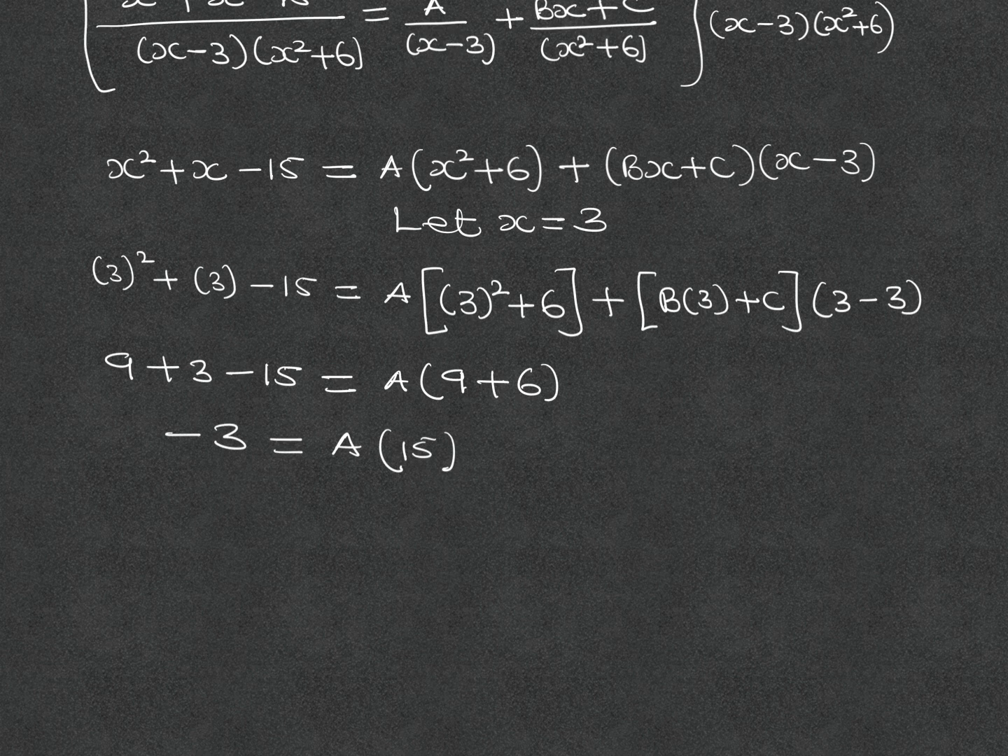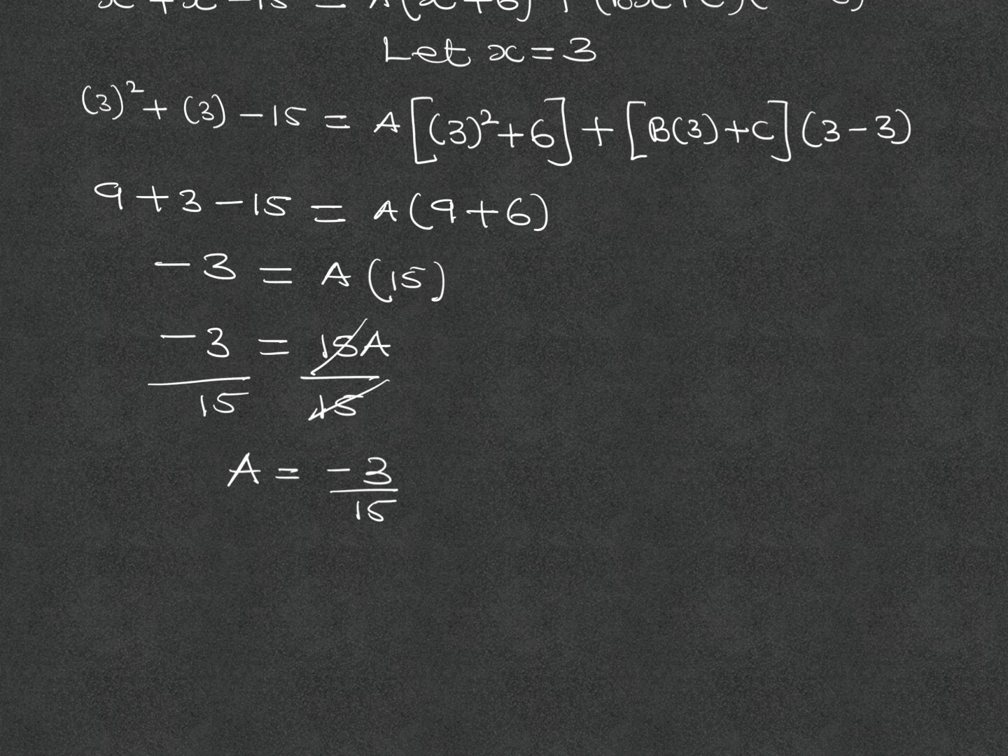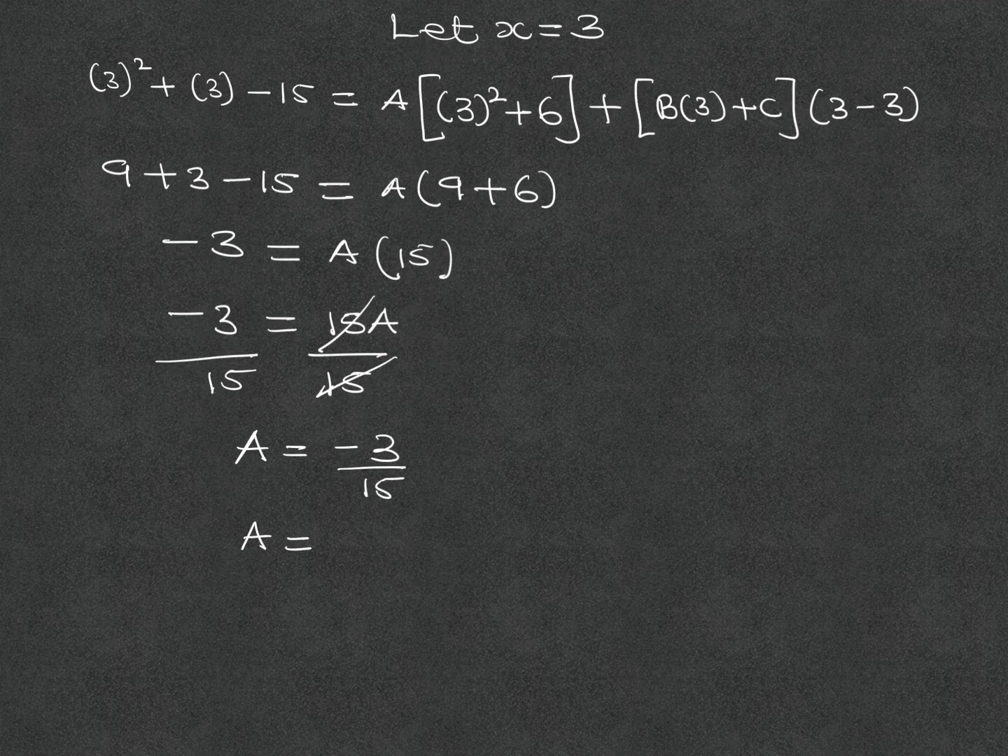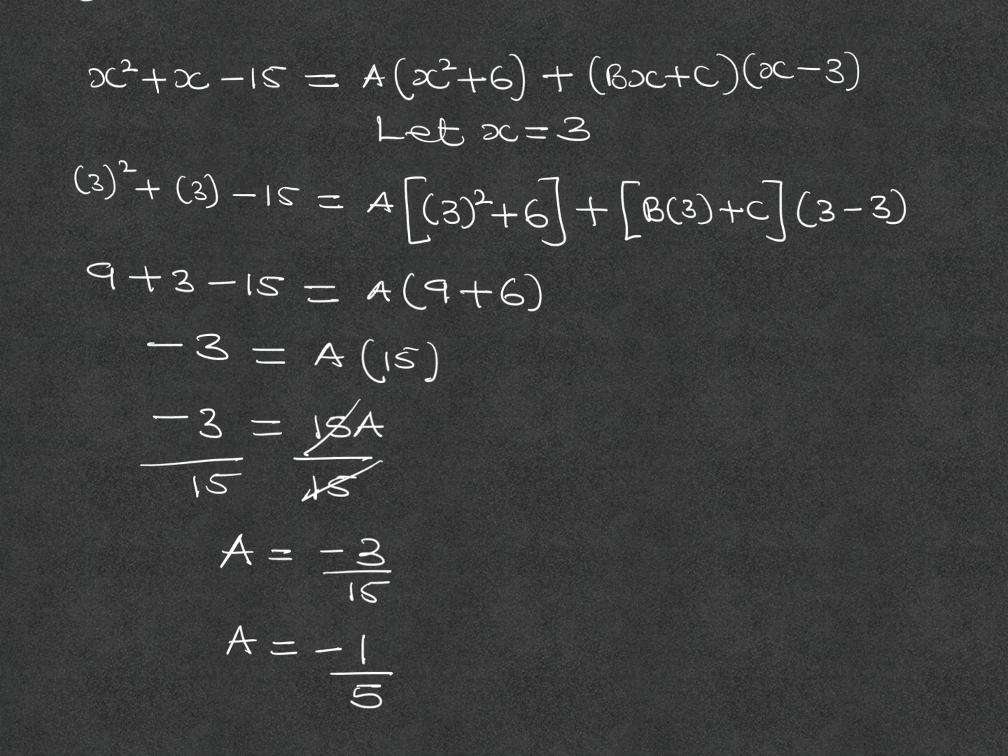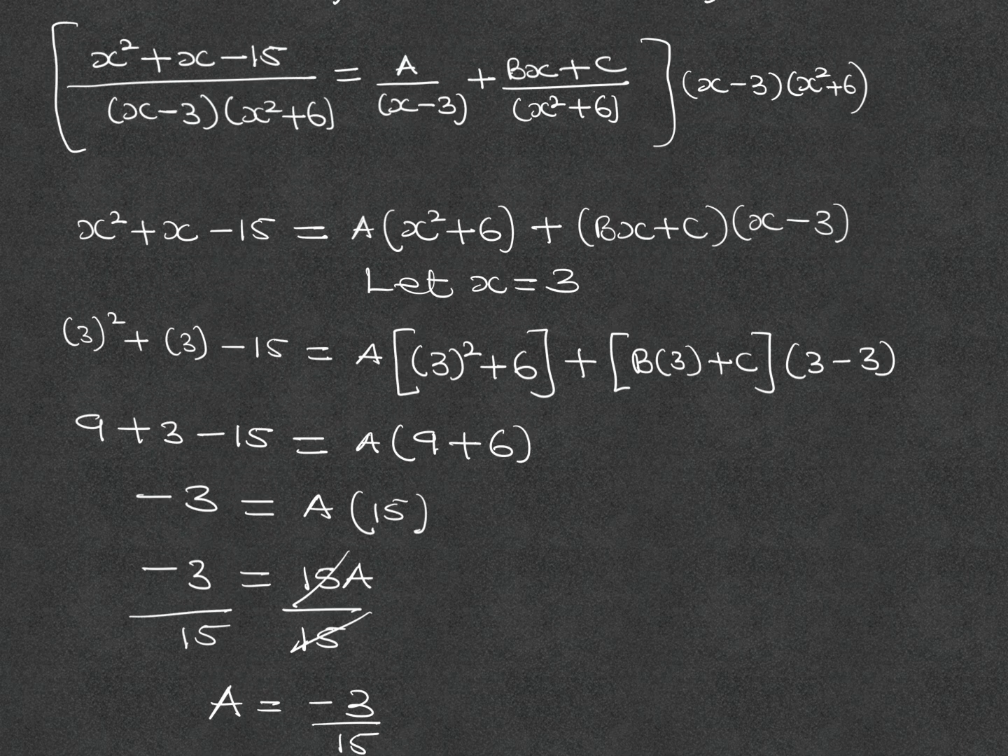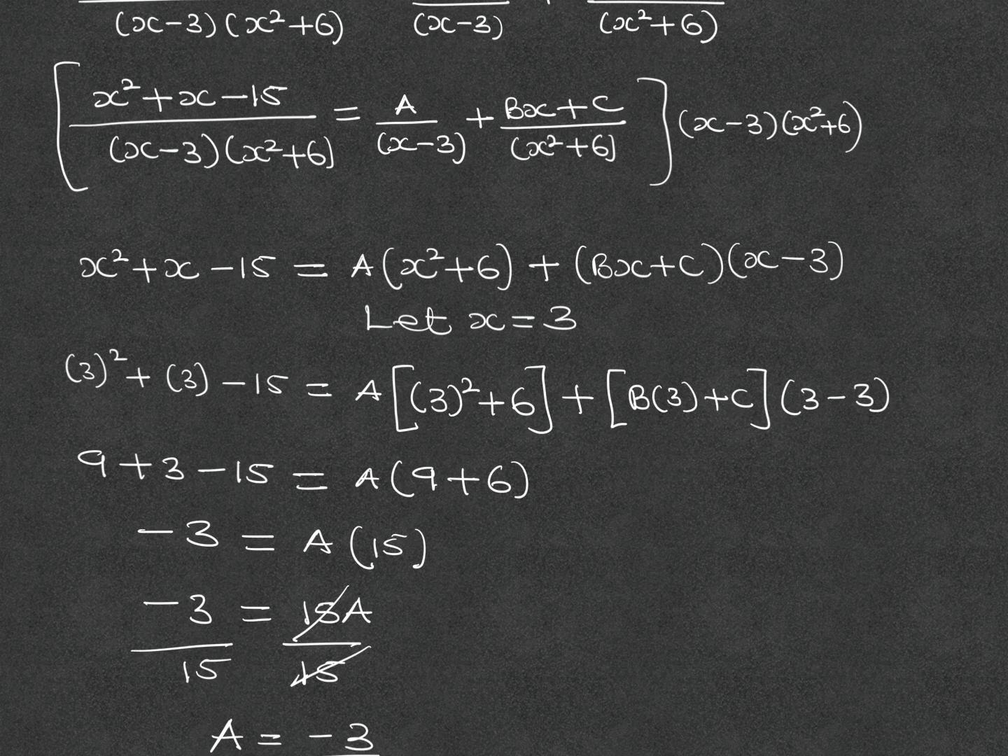So what do we have? We have minus 3 is equal to 15a. To find a, we need to divide both sides by 15. This will cancel this. So a is equal to minus 3 over 15, which is the same as minus 1 all over 5, right? So we are able to find a. But what can we do to find b and c, since they are important constants for us?